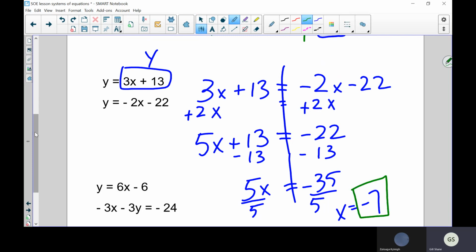So if I know that's x, I go to either of the equations. I'm going to go to the top equation because it's all positive numbers, although I got a negative there.